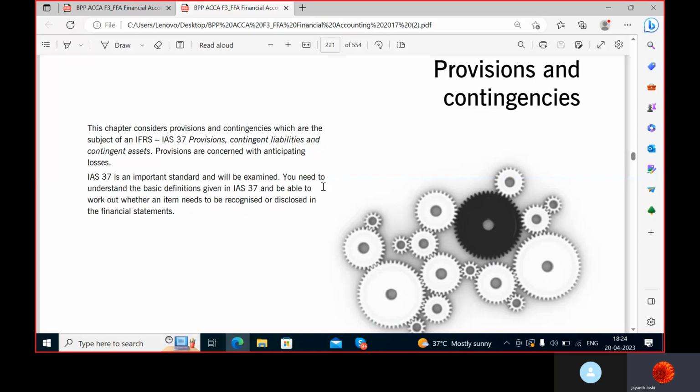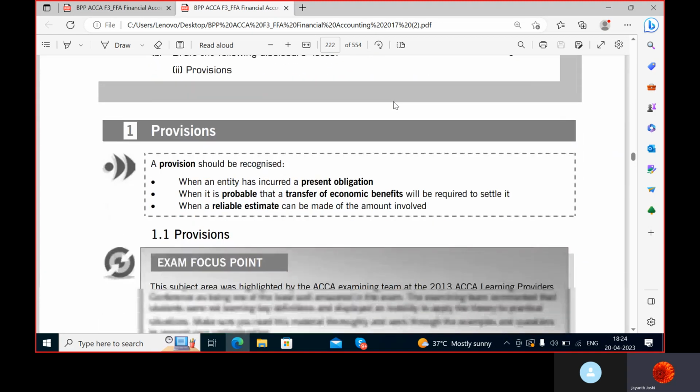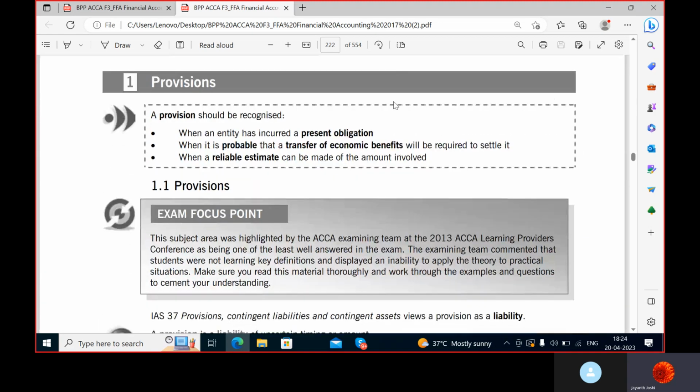So today's topic which we are going to start is provisions and contingencies. Before starting this topic, first of all, we have to know the meaning of these two terms. What do you mean by provision and what do you mean by contingencies? So first we'll discuss provision.